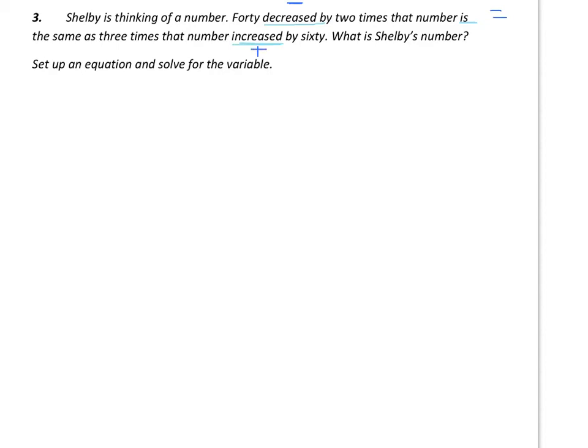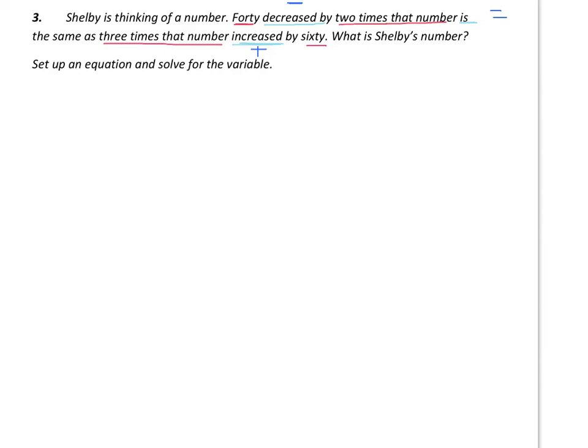Okay? Now I'm going to pay attention to the numbers. So for instance, it says 40, so that's a number, and 2 times that number, that goes together. Same as 3 times that number increased by 60. Okay, so that's what we need to understand. So let's break it into pieces. So 40 decreased, so that means I have the number 40. And before I do anything, I'm just going to write this down. I'm just trying to tell you what I'm doing, okay?